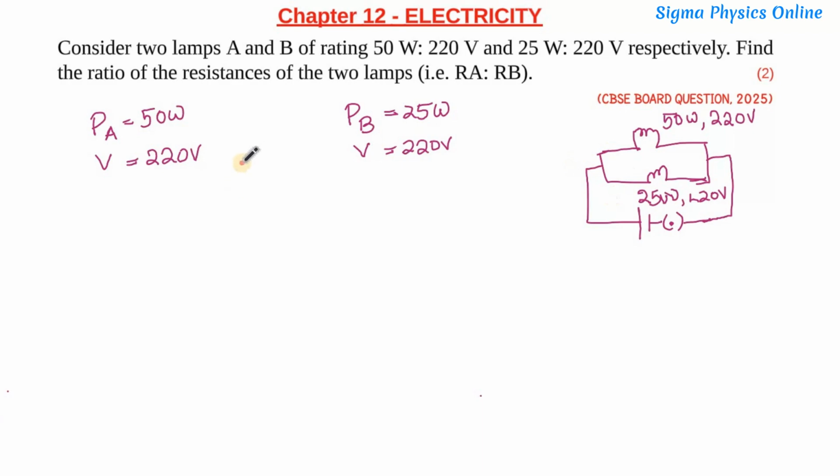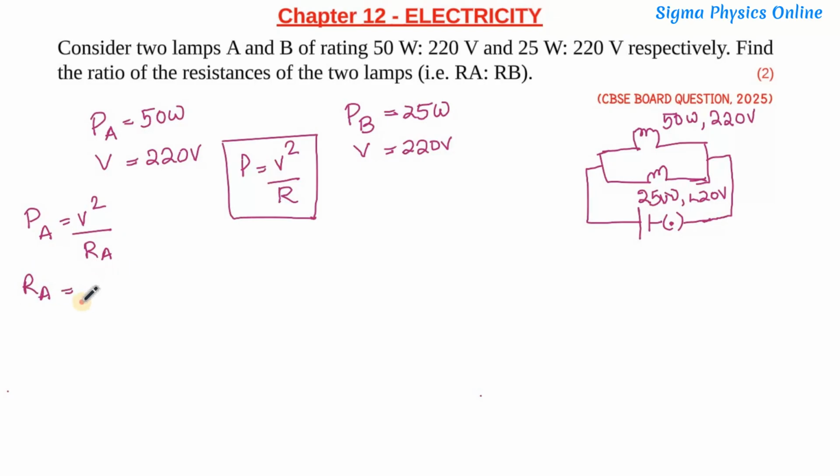So the formula which we'll be using is P is equal to V square by R. So using this formula we'll find out the resistances of the two bulbs. So let's write down. So power A is equal to V square by resistance A. So resistance A will be V square by power rating of the first bulb.